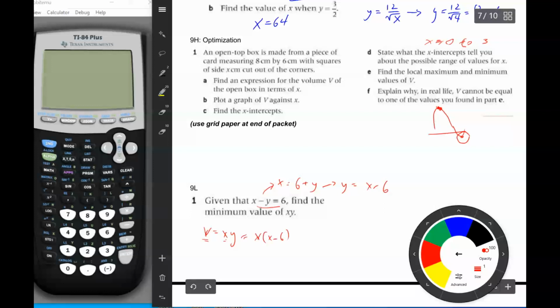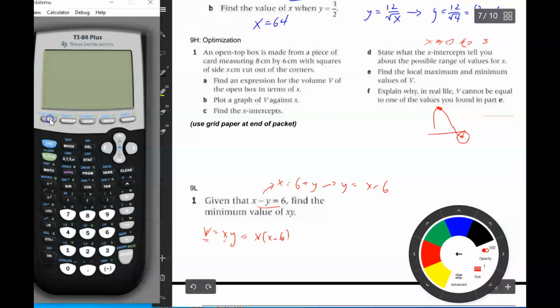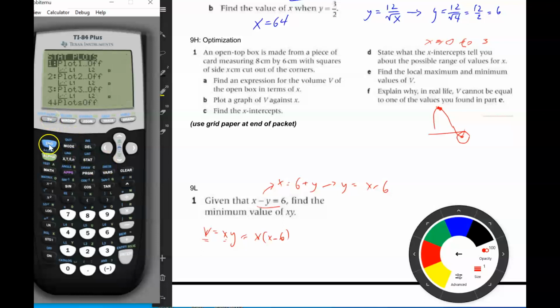Okay? Now I'm going to put that in the calculator and see what the minimum value of x times x minus 6 is. So I'm going to turn it on. I'm going to go to y equals, oops, didn't mean to do that. And then I'm going to put in the equation x times x minus 6. Okay. And then I'm going to graph it. And so the minimum value appears to be right there.